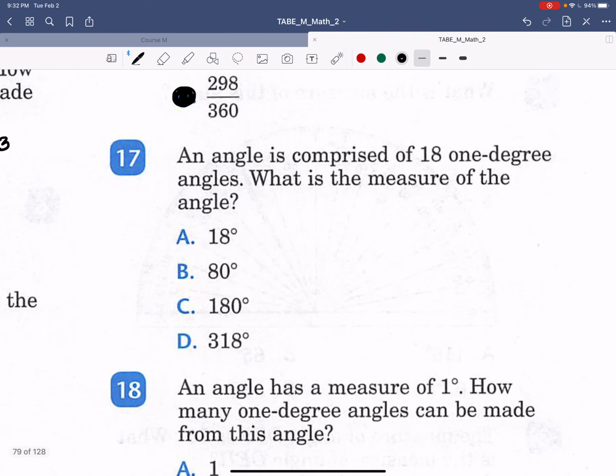Number 17. An angle is comprised of 18 1-degree angles. What is the measure of the angle? So 18 times 1, that's 18 degrees.